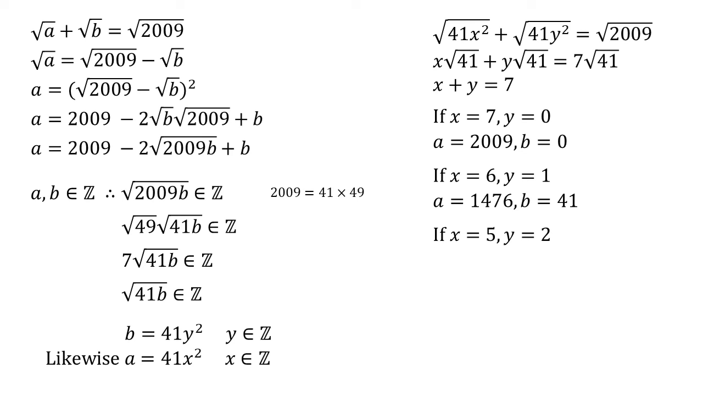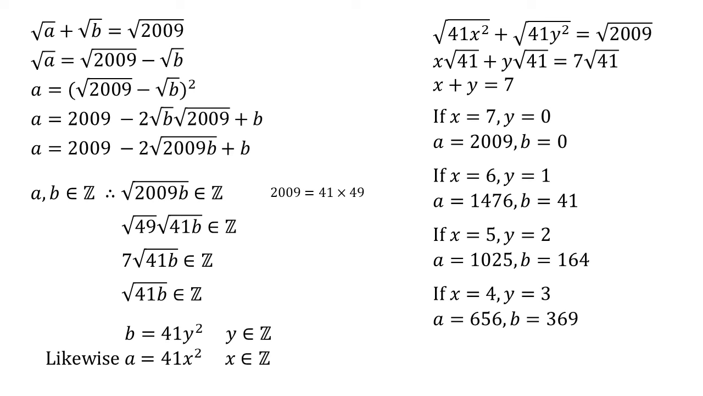If x is 5 and y is 2, a and b would be 1025 and 164. If x is 4, then y would be 3, and a would be 656, b would be 369. Now our next case would be x is 3 and y is 4, but due to the equations for a and b being of the same form, this would give us the same two answers, 369 and 656, and so on. So x equals 2 and y equals 5 will give us the same answers as x equals 5 and y equals 2, etc., etc.